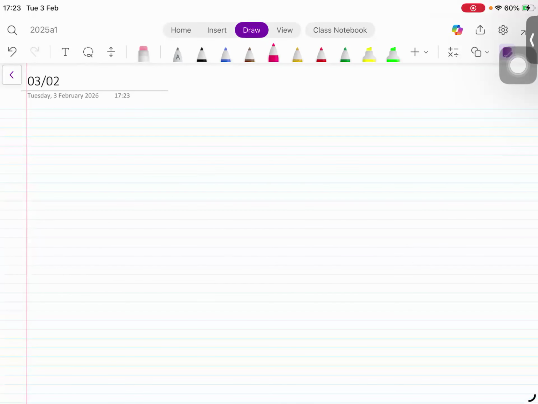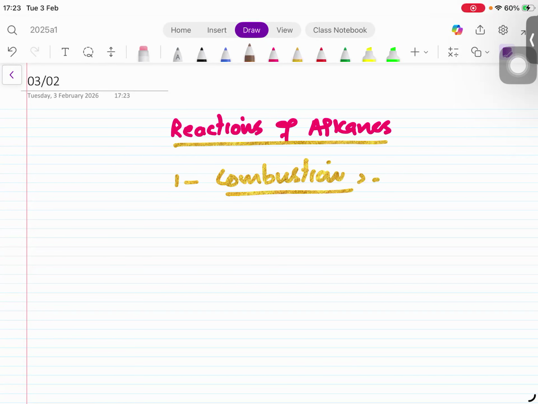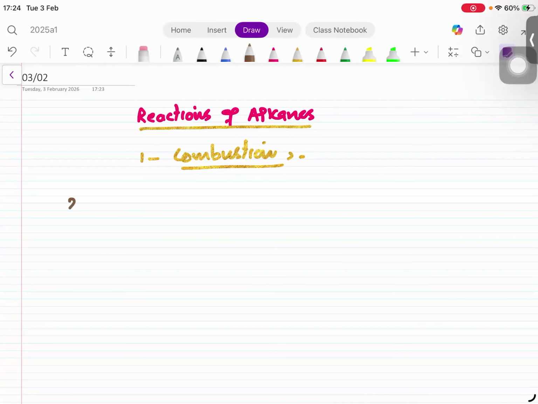Today we are going to discuss the substitution reactions. We were discussing the reactions of alkanes. In the previous class, we have done the combustion. And today the second reaction which alkanes undergo is the substitution reaction.